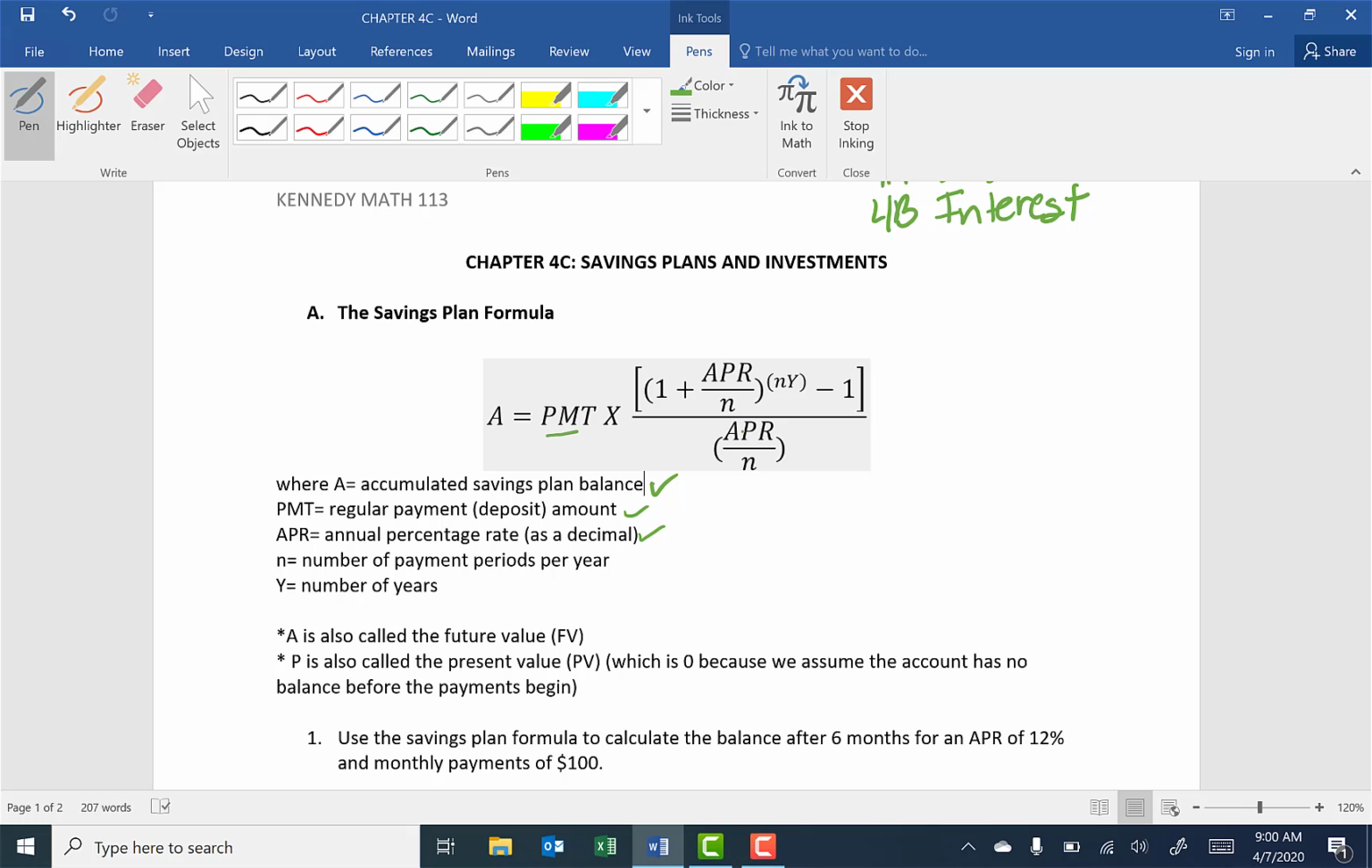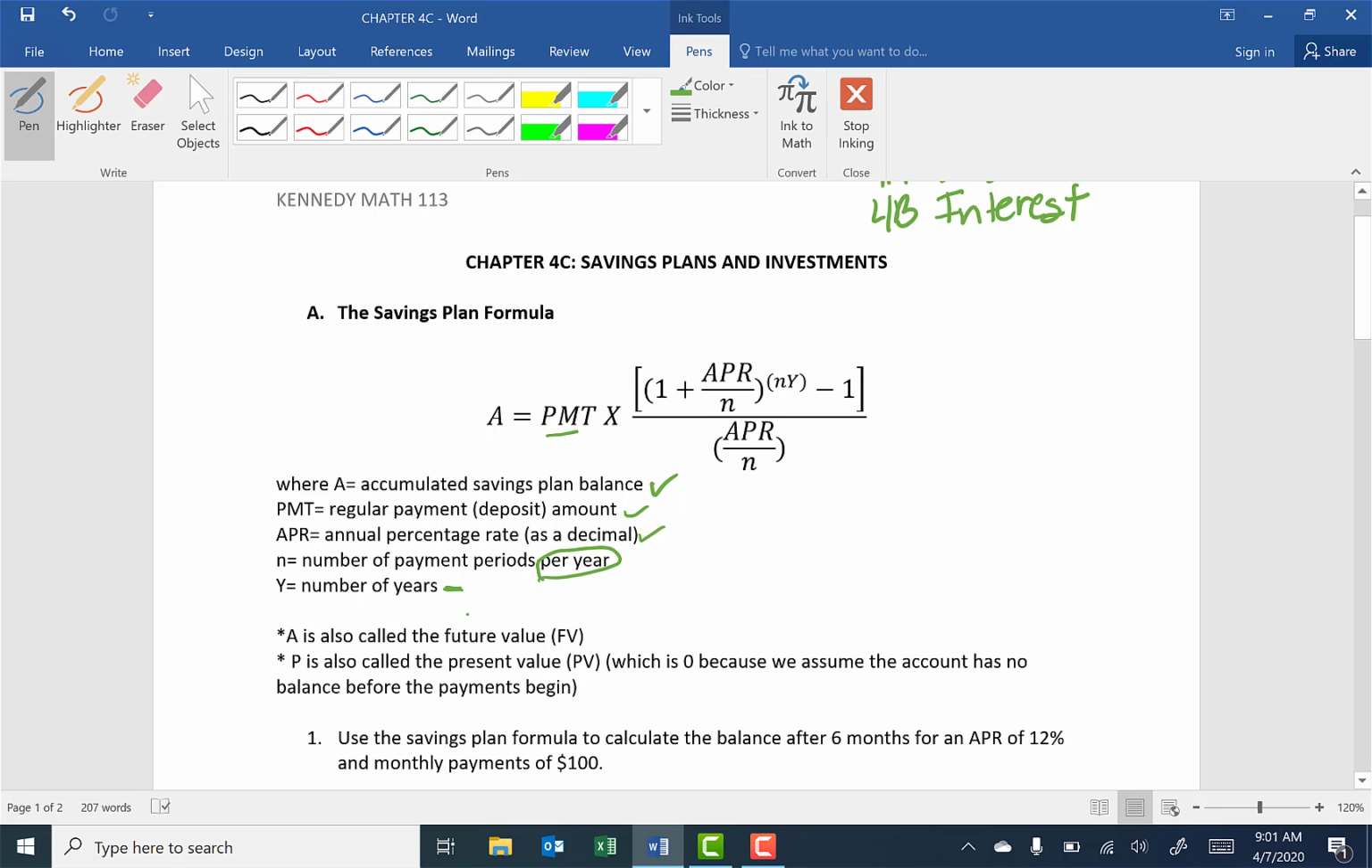N is your number of payment periods per year. Notice that it's always per year in the formula. So if you're given a time factor that is in months, you cannot write the months down. You have to put the months over the year in a fraction. And our first example will show you that. And then Y equals the number of years. Y is the number of years, always in years.